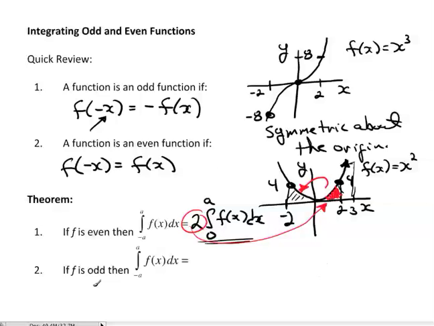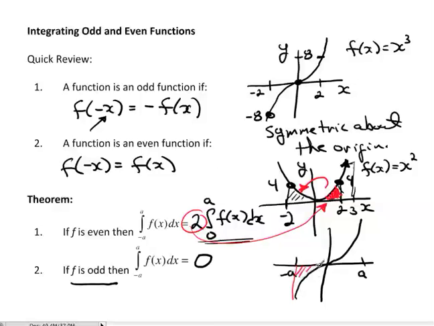Okay, now if we identify a function as being odd, then the integral from negative a to a of f of x dx is going to be 0. And again, let me use this function here, or I'll redraw it real quick. So if I use f of x equals x cubed and negative a to a, from negative a to 0, I'm going to have a negative contribution. From 0 to a, I'll have a positive contribution, and these two areas are exactly equal, differing only in sign. So they will cancel each other out, and hence I'll get 0 as a solution.